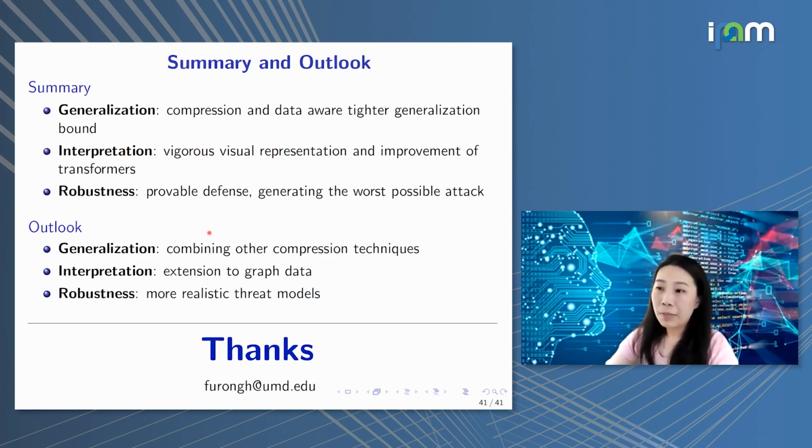So that's my summary. I talked about generalization and interpretation, and I didn't have time to talk about robustness. Going forward, I would really like to understand how to improve generalization, combining other compression techniques, and how to improve the interpretation of existing neural networks, maybe with extensions to graph data. And finally, for the robustness of deep neural networks, I want to understand whether we can make the threat models more realistic. For now we're considering an L2 norm attack, but I want to understand whether we can generalize to other attacks. So that's all I have to say. Thank you.